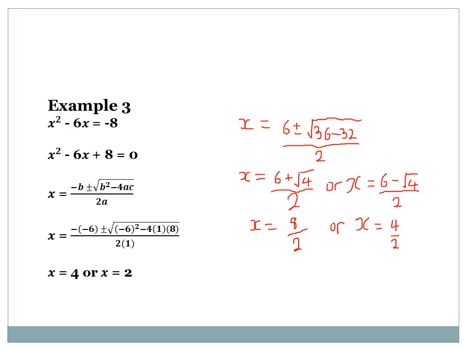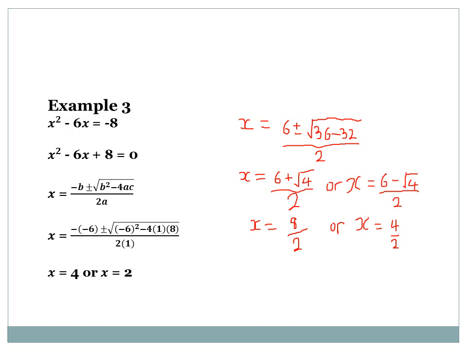And to do so, negative 8 must move to the left to become positive. Then we can equate it to 0. So we are going to have x to the power 2 minus 6x plus 8 is equal to 0.